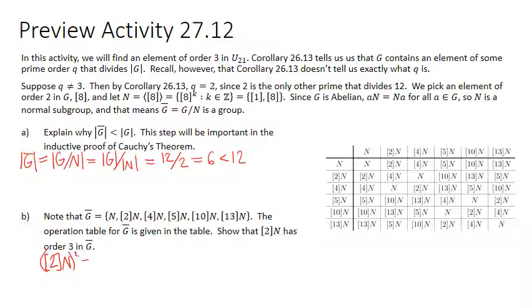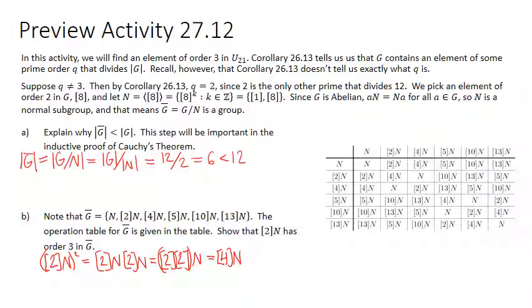squared, that would be 2N times 2N. Remember that the way we do this operation on cosets is we do the operation on the two representative elements out in front, and then multiply that times N. So what is 2 times 2? That is 4.